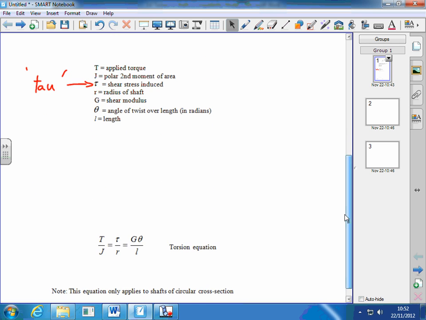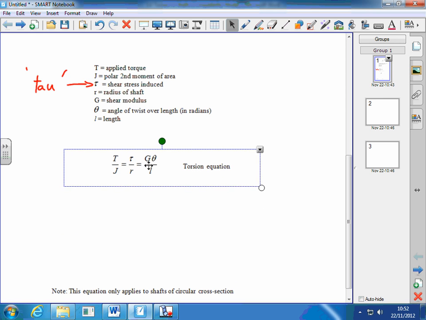So with those values, we end up with the torsion equation, which is here, which is worth making a note of. That's what we're going to be using, and I think the derivation for the torsion equation follows on in the notes. That's something we may look at when we come to integration in the mathematics, but really that's just there for interest. What you actually need to do is to be able to apply this torsion equation. You can see it's very similar to the bending equation. It's just a series of ratios. We're saying the ratio of the torque to the polar second moment of area equals the ratio of the shear stress to the radius of the shaft equals the shear modulus times the angle over the length.